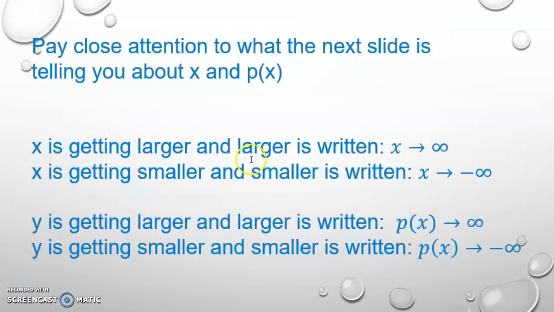All right, x is getting larger and larger is written this way. X is getting smaller and smaller is written this way. Y is getting larger and larger is written this way. And y is getting smaller and smaller is written this way. P of x, just like we had f of x last time, this just means the y value. What is the y value doing when the x value is doing this?